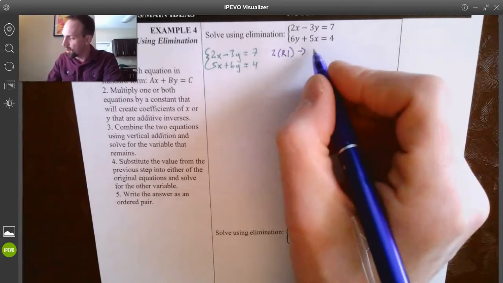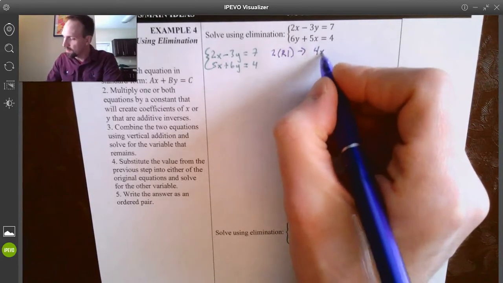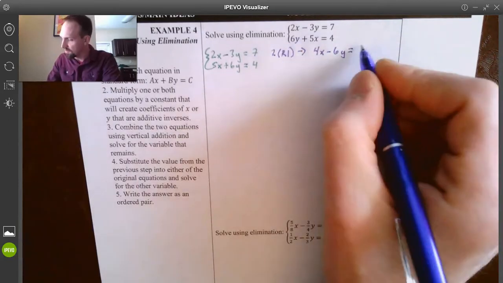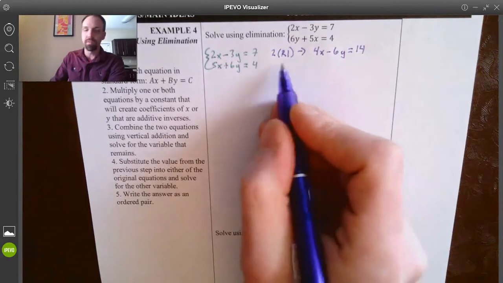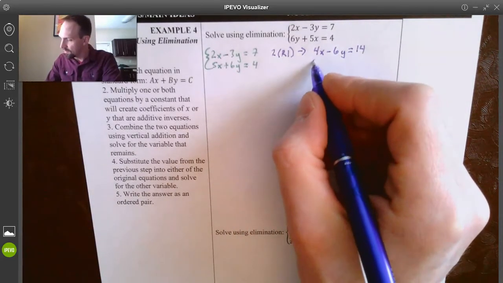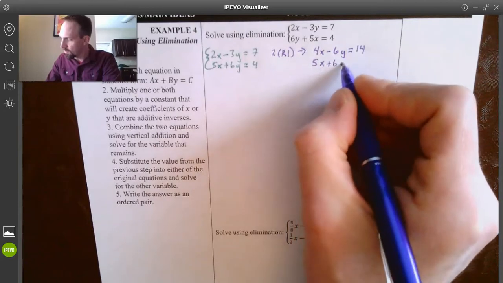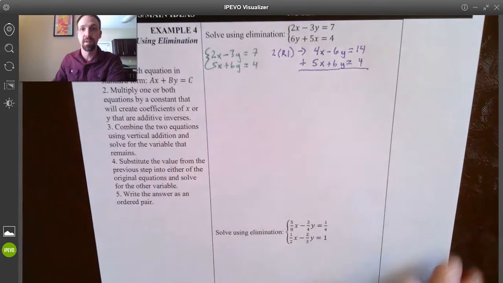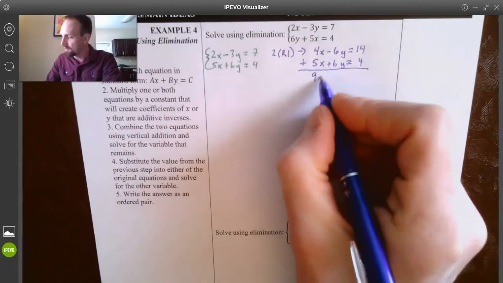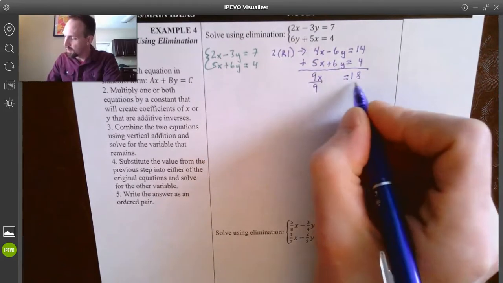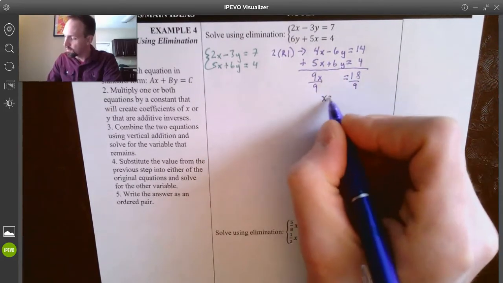So 2 times row 1 is equal to 4x minus 6y, and then if I multiply 2 times 7, I get 14. Notice the notation that I'm using for this. Row 2 just comes along as it is. So that's 5x plus 6y equals 4. And then with vertical addition, when you combine them, I'm going to have 9x, 0y equals 18. Divide by 9 on both sides, and you get x equals 2.